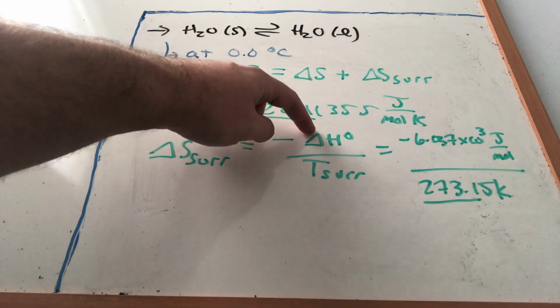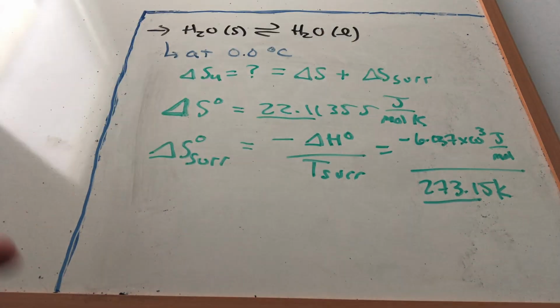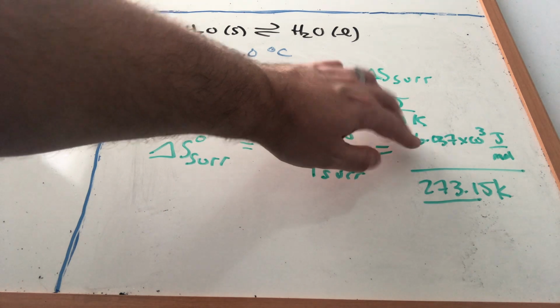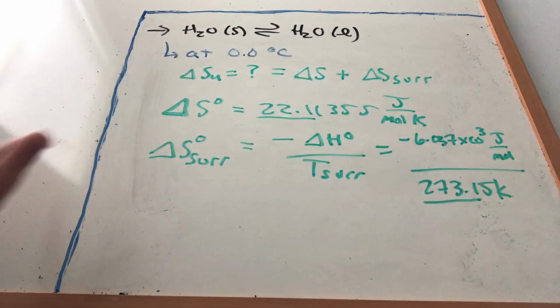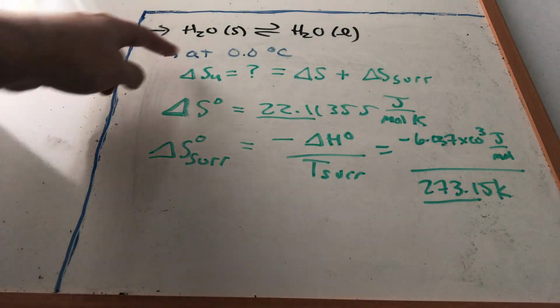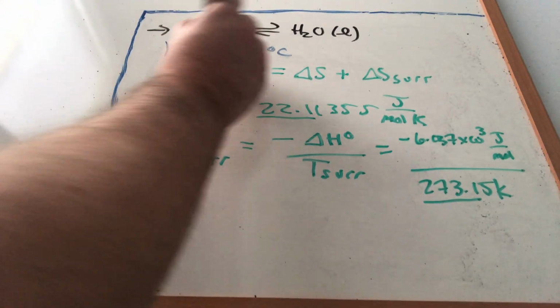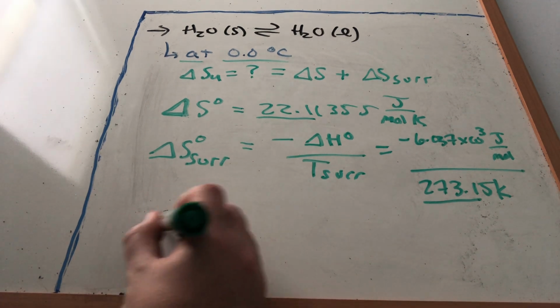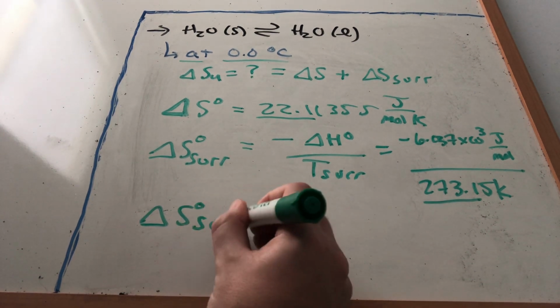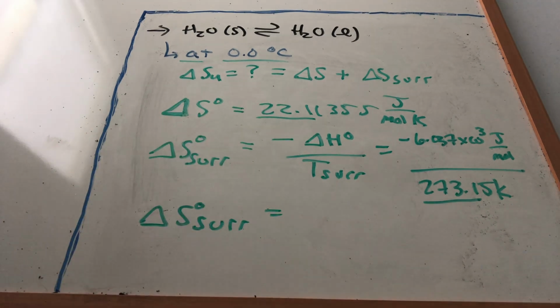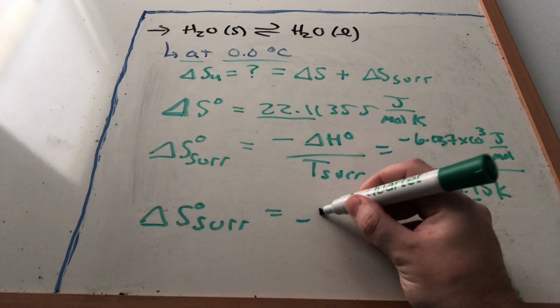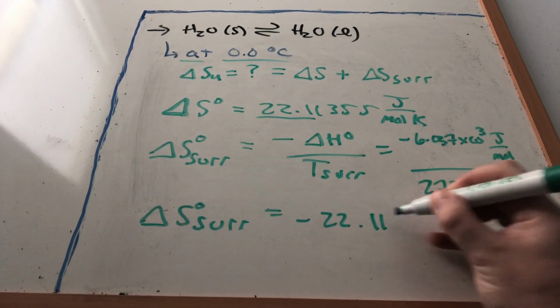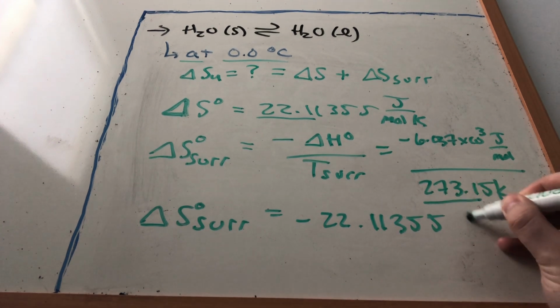Now I see how this works. I just take the delta H, I change its sign. The delta H we were given in the previous example was this. I take the negative of it and divide by the surrounding temperature. It says we're at 0 degrees Celsius. So, wait a second. I get delta S for the surroundings to be the exact same number that we got before, but opposite in sign.